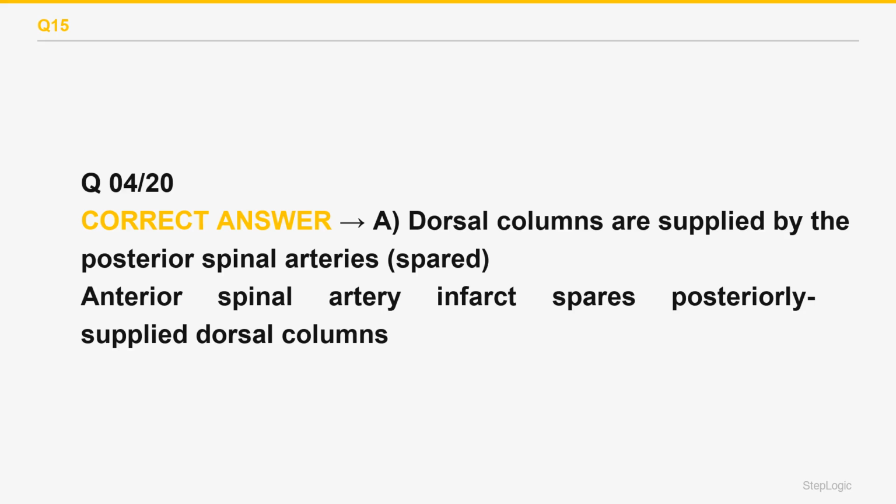The correct answer is A. The vascular anatomy explains the deficit pattern. The single anterior spinal artery feeds the anterior two-thirds, the corticospinal and spinothalamic tracts, while the paired posterior spinal arteries feed the dorsal columns. So an anterior spinal artery infarct knocks out motor and pain and temperature bilaterally but preserves the posteriorly supplied vibration and proprioception. The watershed thoracic region is especially vulnerable, as after aortic surgery. The separate posterior arterial supply to the dorsal columns is the reason they are spared.